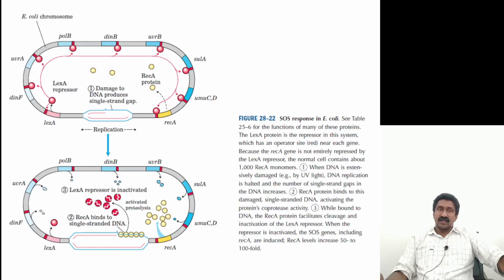So these RecA levels increase 50 to 100 fold. Normally, in normal systems, RecA is only expressed at a very low level, even after binding of the RecA protein. Then when the LexA protein, the inhibitor, is removed from the RecA system, about a 50 to 100 fold increase in the RecA protein will be there.